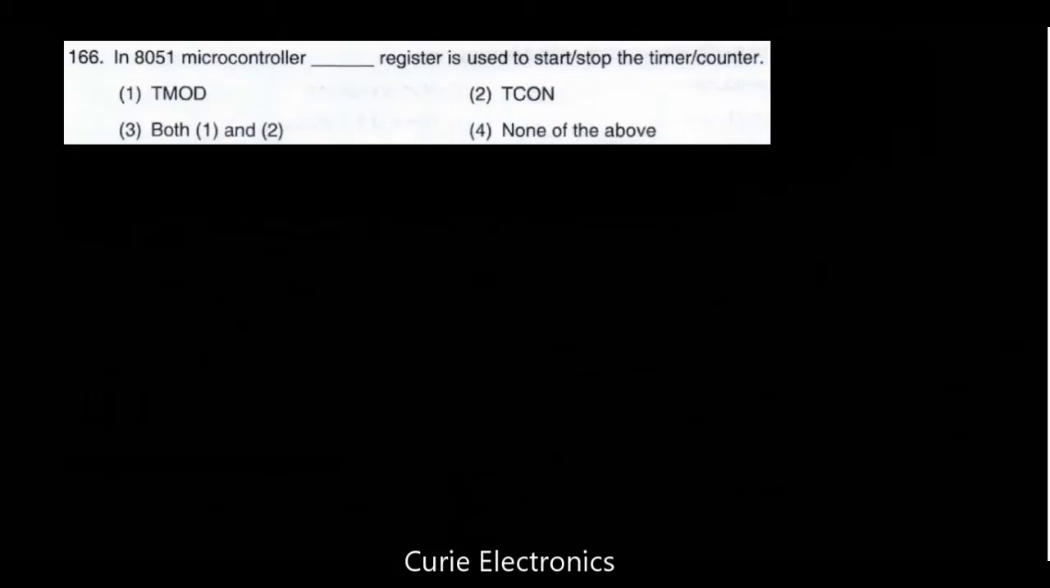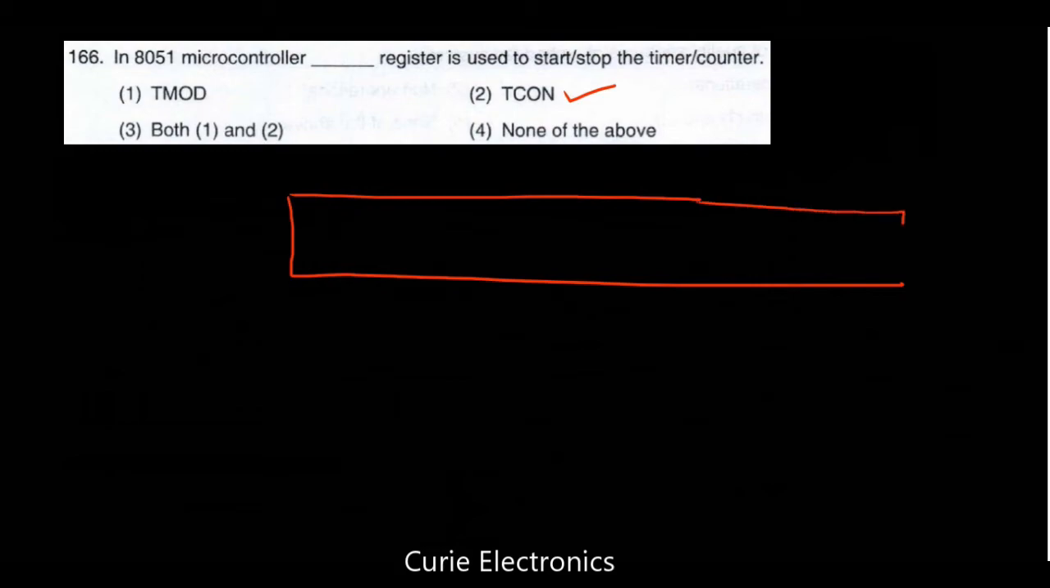Question number 166. In 8051 microcontroller, dash register is used to stop the timer or controller. It is the T control register. Using this TCON register, we can start or stop the timer. There has to be 8 bits in the TCON register. Let me draw it properly. There has to be 8 bits. Correct.